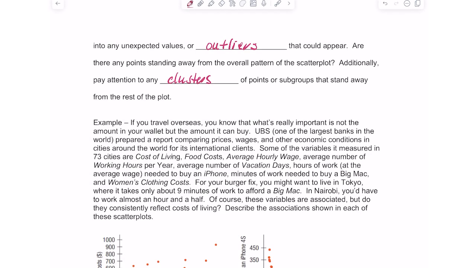Welcome back. In this video, we're going to look at how to talk about direction, form, and strength when we're describing the association between two variables. You can pause the video and read the example and then unpause when you're ready.